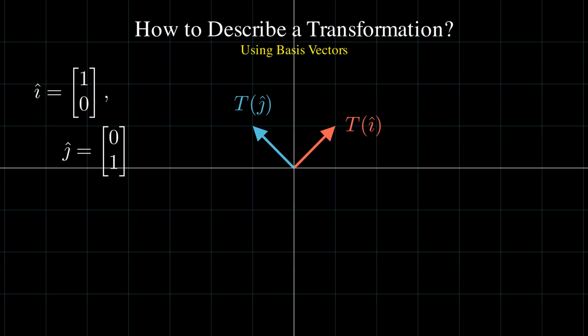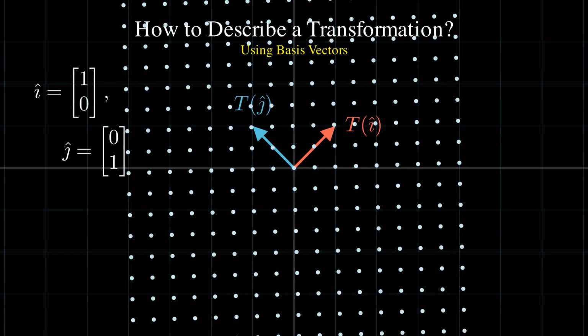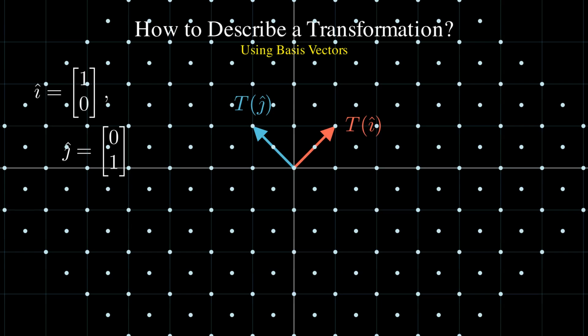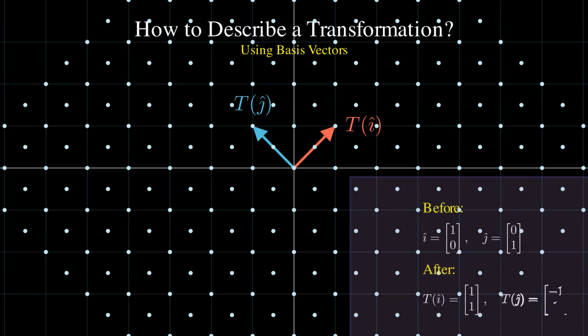That's it. Track those two, and you know everything about the transformation. Every other point's motion depends entirely on where these two basis vectors go. These two vectors completely determine how the transformation affects every point in space.